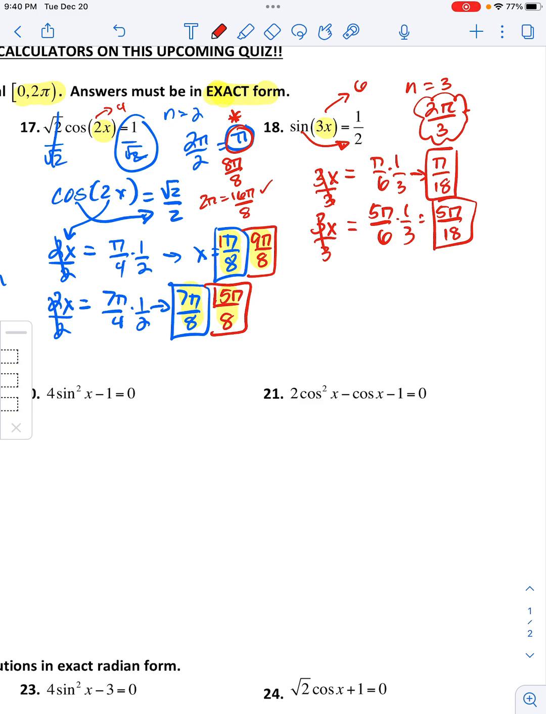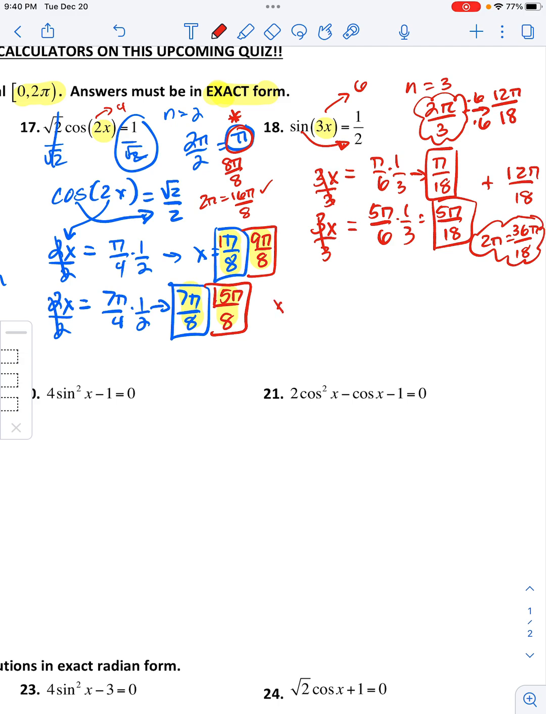So now I have to think. This is my spacing, but I don't want a 3 on the bottom. I want an 18 for easy adding, so I'm multiplying that by 6, so I'll have to do the same to the top. So what I'm going to be adding to these is 12 pi over 18, but I'm going to keep in mind that my 2 pi limit with an 18 on the bottom is going to be a 36 on the top. So there's a lot of little things to think about when it's a multiple angle situation.